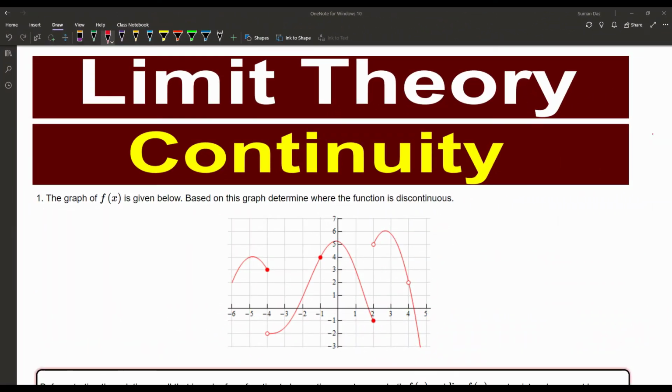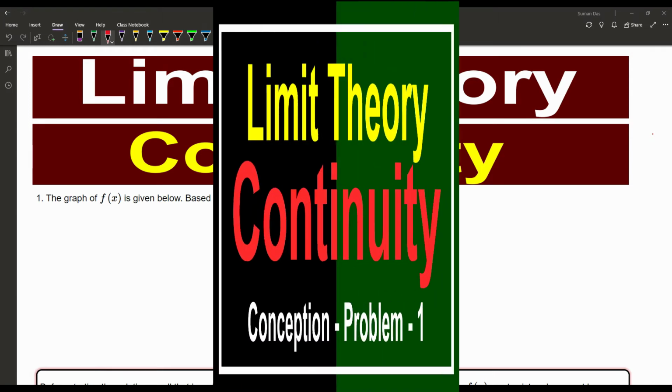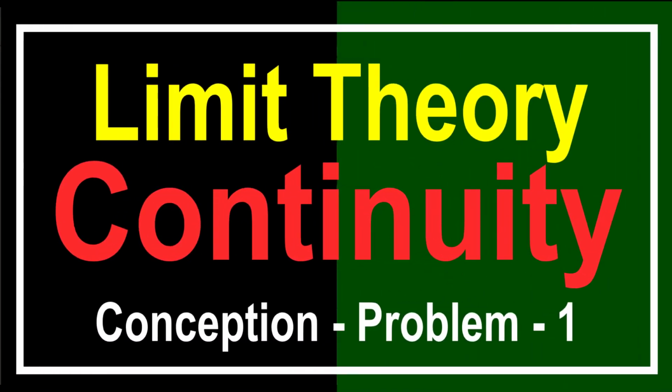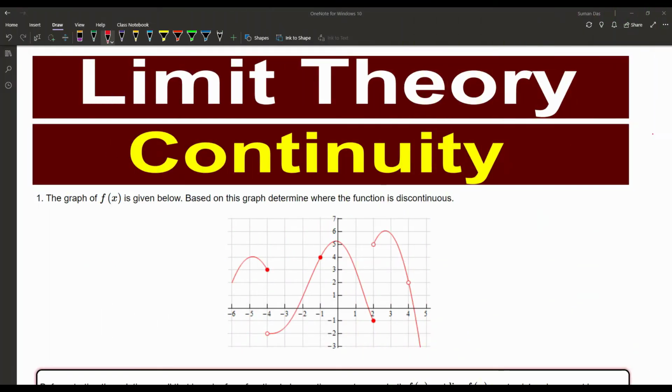Hello friends, today we are discussing the continuity of a function. When we are discussing the continuity of any function, we have to remember that continuity exists at a particular point or at more than one point.